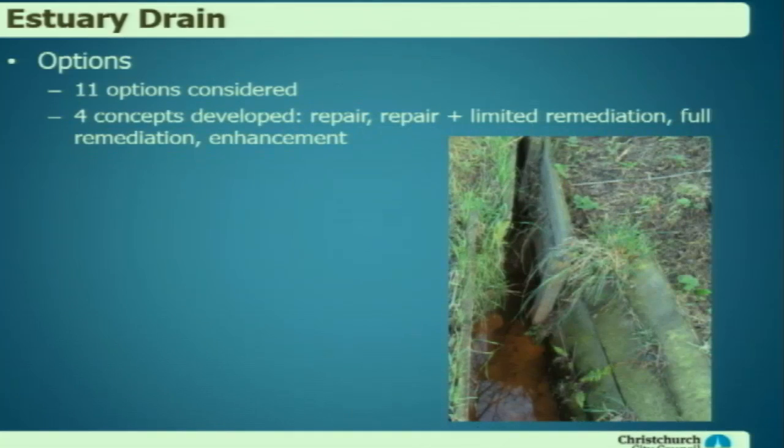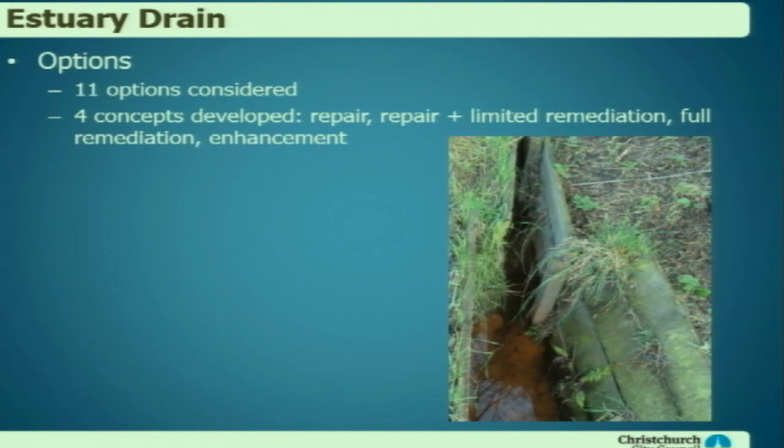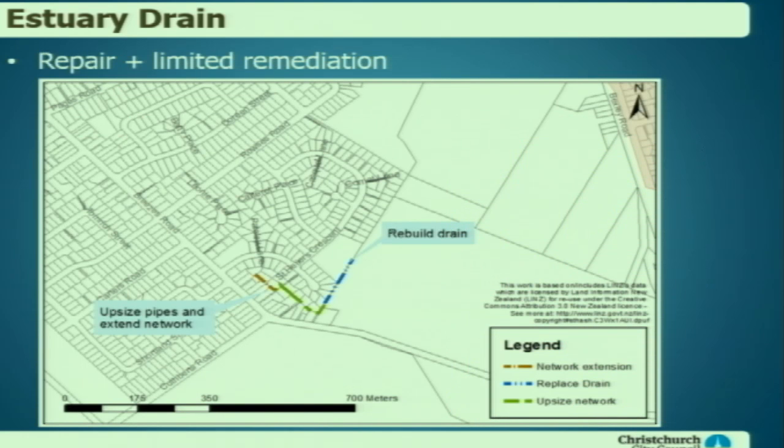Stepping back, in the investigations we did look at a wide range of options before we came to our preferred one. We looked at 11 options originally and narrowed that down to these 4 concepts that we progressed. The image you can see up on that slide is the current condition of that drain. Notionally it's about 1 metre wide before the earthquake, so you can see the amount of damage that it's suffered. In terms of that limited remediation option, that drain is to be replaced, shown in blue up there on the slide, plus upsizing some pipe network.